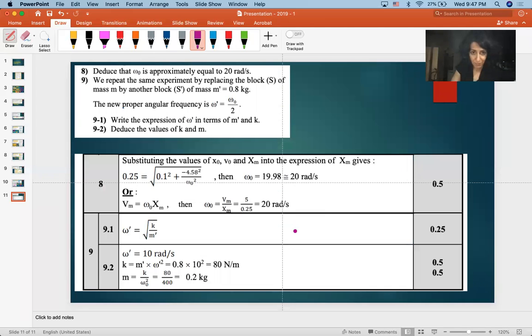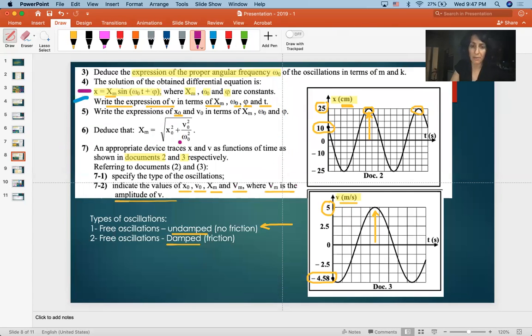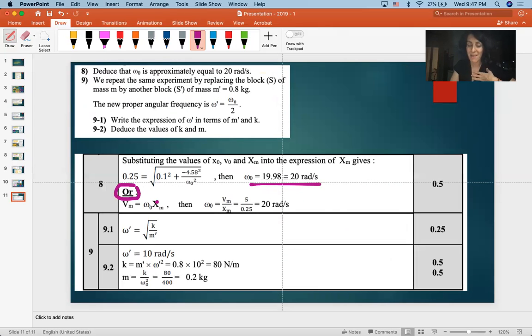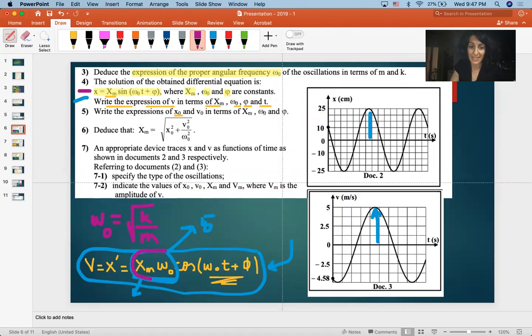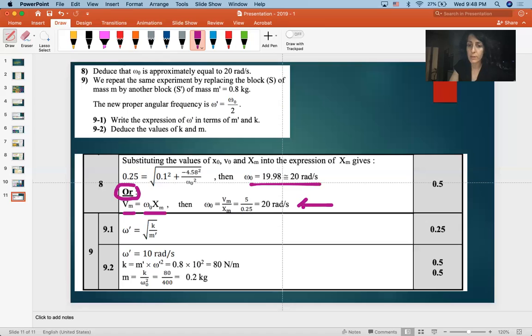So let me check. W0 was found using the big radical equation, not our method. They use this equation to find W0. And why not? You have XM, you have X0, you have V0, you can use it. Also, they show another method. You see the OR? This is my method. Use VM to be W0XM. This method was actually here by stating that this is the maximum amplitude of velocity. Everything under the cosine is the maximum amplitude, yes. So finding W0, and since you have the final answer, you don't have to freak out.